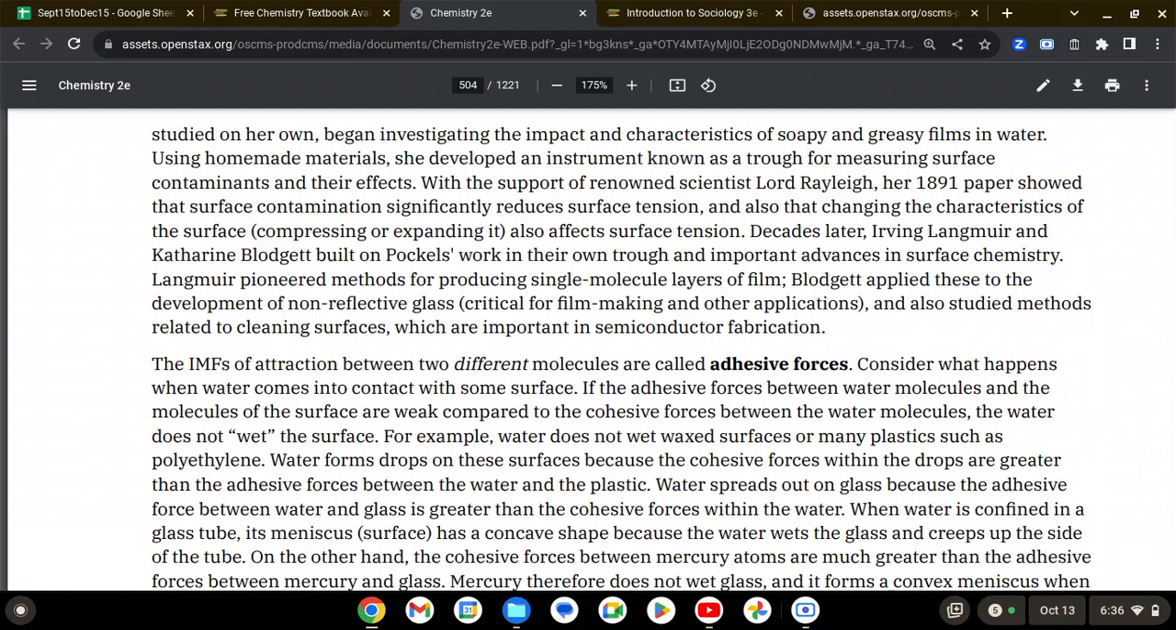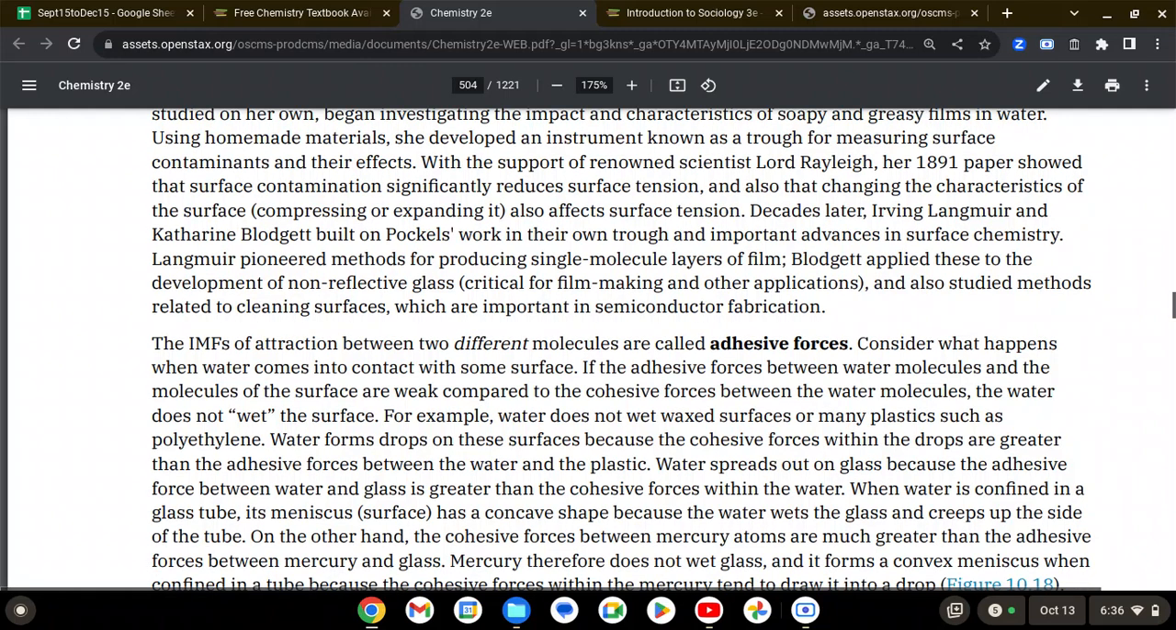Langmuir pioneered methods for producing single molecule layers of films. Blodgett applied these to the development of non-reflective glass, critical for filmmaking and other applications, and also studied methods related to cleaning surfaces, which are important in semiconductor fabrication.